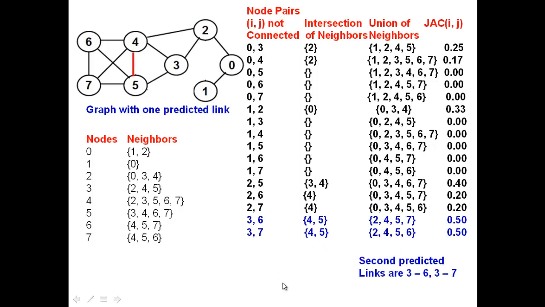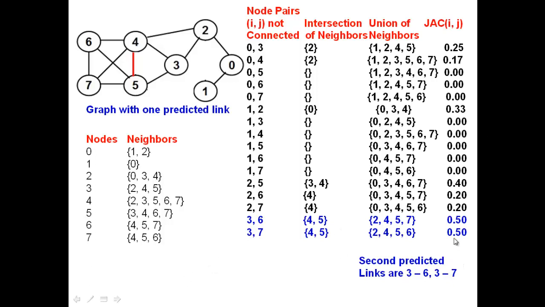So now we add that link, update the set of neighbors for each vertex, and go through the same process for all the node pairs. Find the intersection divided by union of the neighbors. So for example, for 3, 7, it's going to be 2, 4, 5 and 4, 5, 6. So 4, 5 is the intersection, and union is 2, 4, 5 and 6. So it is 2 over 4, that is 0.5.